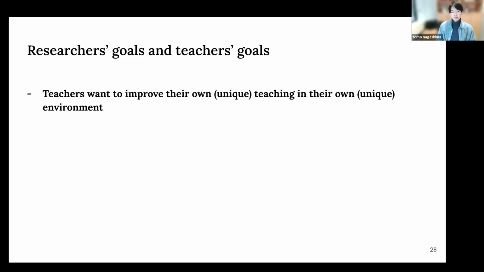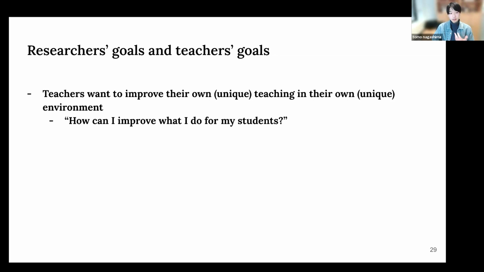In general, teachers usually want to improve their own unique teaching in their own unique environment. So they teach something and then they want to improve how they teach, and they will look for some resources or try different methods, and then evaluate whether the new technology or new strategy works or not. So they will ask this question: how can I improve what I do for my students?